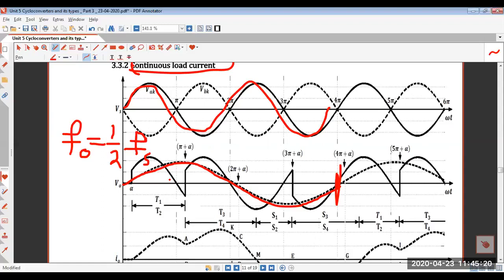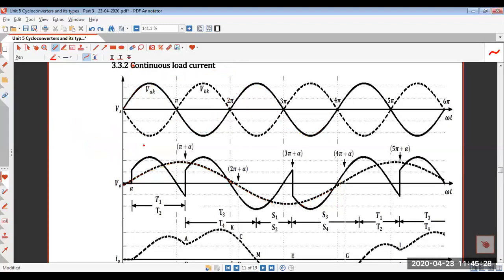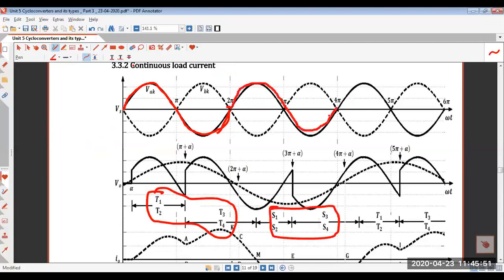Now for example, just imagine, if for this particular cycle I am conducting the SCRs from the positive group. You can see T1, T2, T3, T4 all belong to the positive group of SCRs. Let us say instead of triggering the SCRs from the negative group from the next cycle also, what I will do is conduct all these 4 SCRs once again.